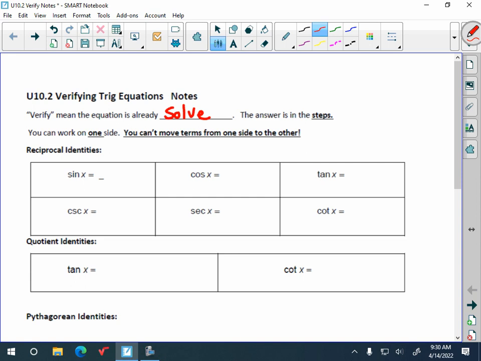All right, so before we do that, I want you to fill in each of these identities: the reciprocal identities, the quotient identities, and the Pythagorean identities. See how many of these you can do from memory. Ready, go.